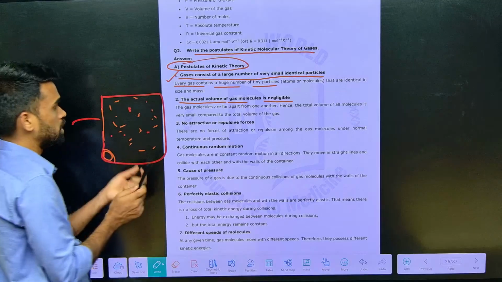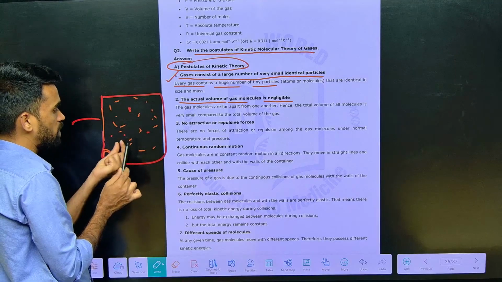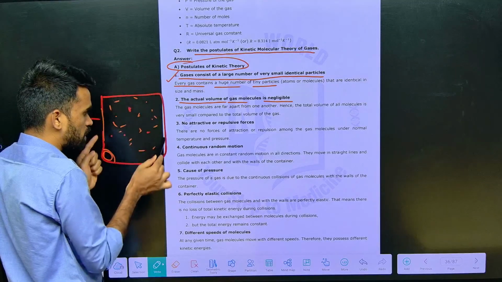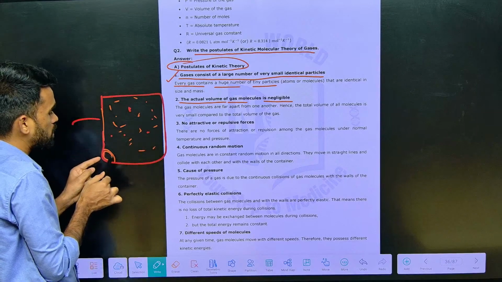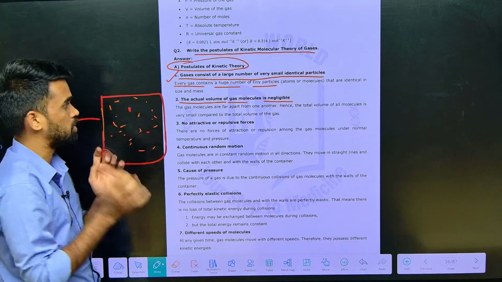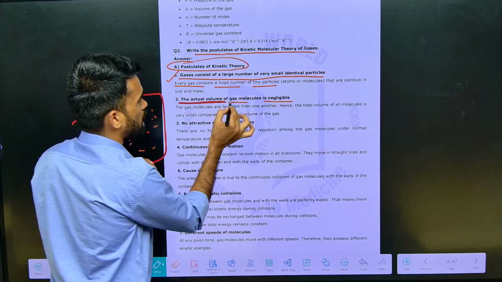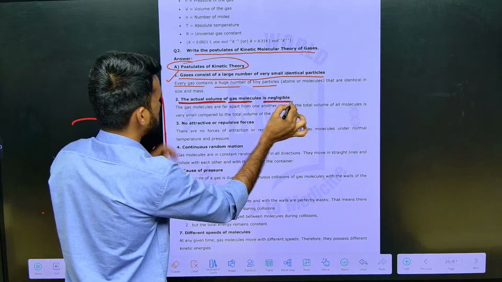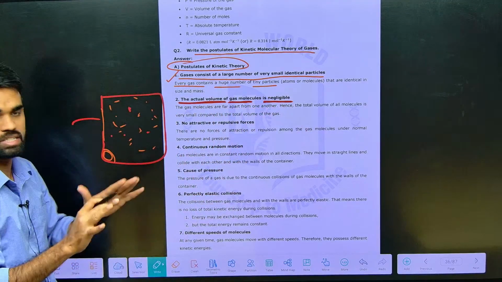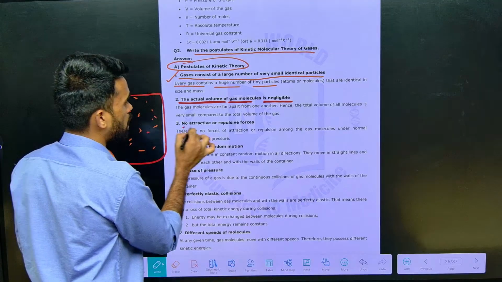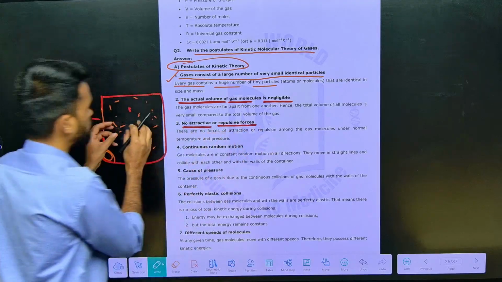So when we compare the actual volume of gas particles with the volume of the container, the volume occupied by the gas particles is almost negligible. The actual volume of gas molecules is negligible compared with the volume of the container. That's it. Next one: there are no attractive or repulsive forces between the gas molecules.